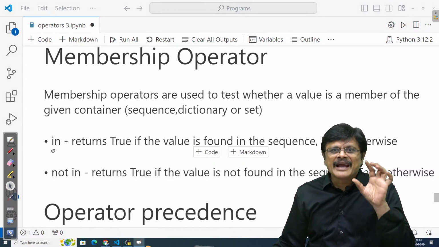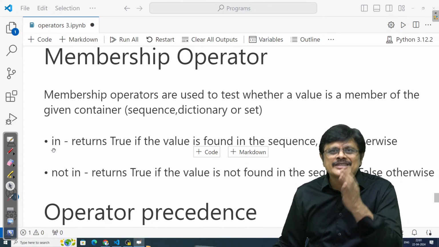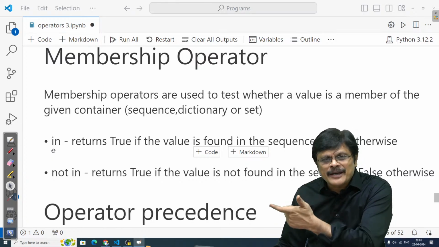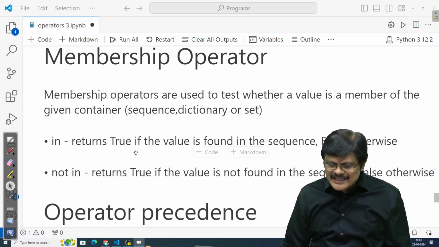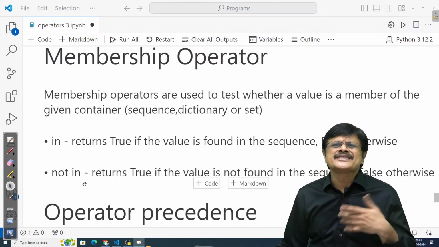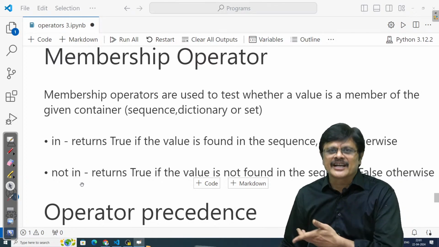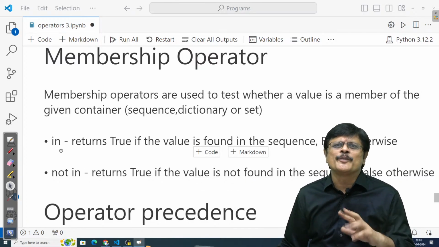For example, the value 1 in li1 gives true, because it is available as a value in that particular container. It returns true if the value is found in the sequence, false otherwise, and 'not in' is the reverse of that. If it is not found, it returns true; if found, it returns false. They are just opposites of each other.